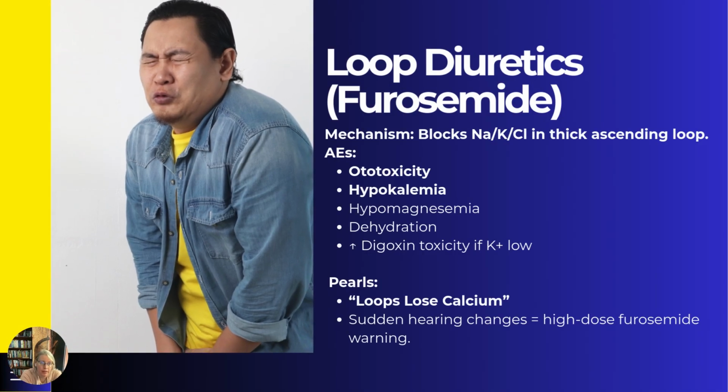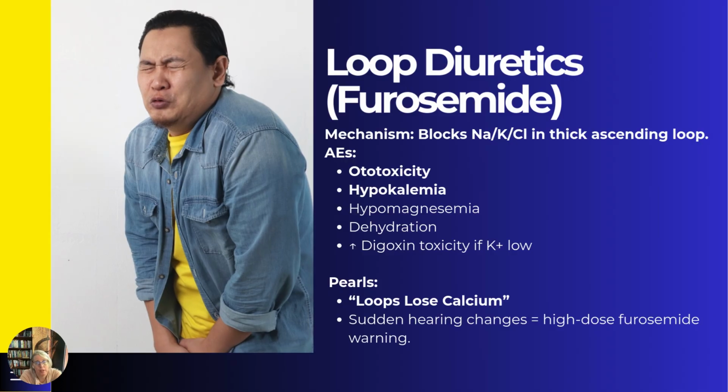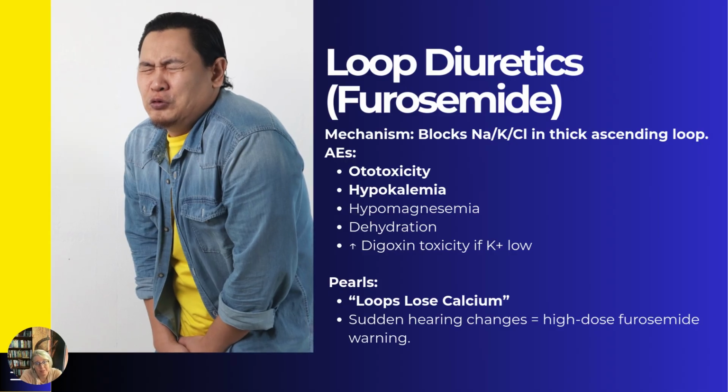So your loop diuretics, furosemide. These block sodium, potassium, and chlorine in the thick ascending loop. These guys can cause, so obviously I'm having a pure loss of water here. Loops lose calcium, so I'm also losing calcium. And in fact, the loop diuretics kind of waste almost all the nutrients more than anything else.